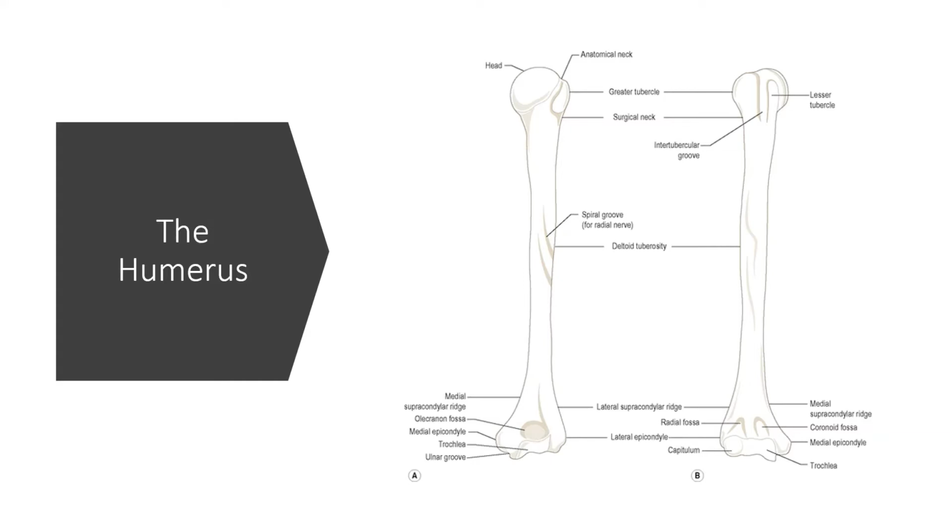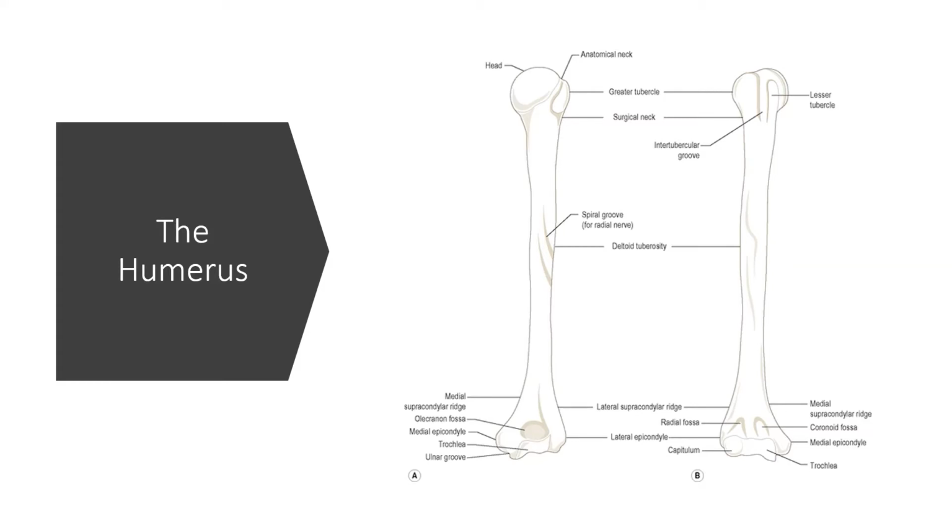When you're looking at the humerus anteriorly, the lesser tubercle is in view. If you're looking at the humerus posteriorly, which is A on this slide, you cannot see the lesser tubercle. But you can see the posterior aspect of the greater tubercle, because the greater tubercle wraps all the way around from anterior to posterior, and it is on the lateral aspect of the humerus.